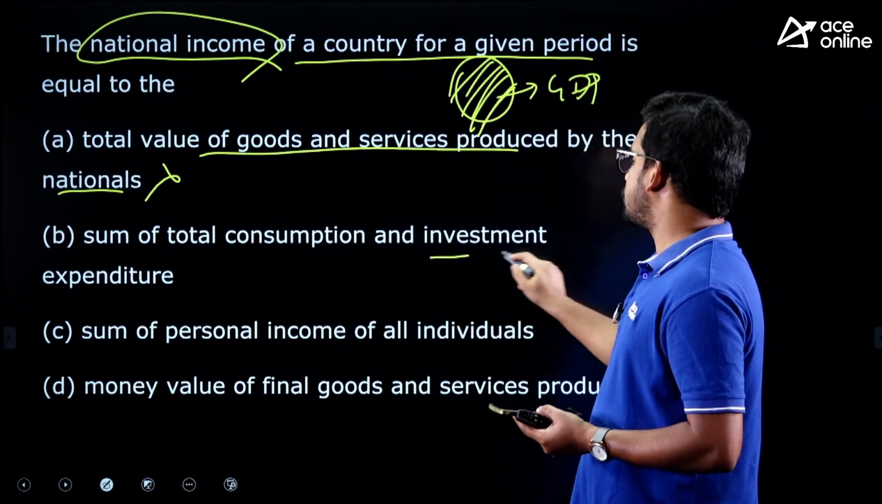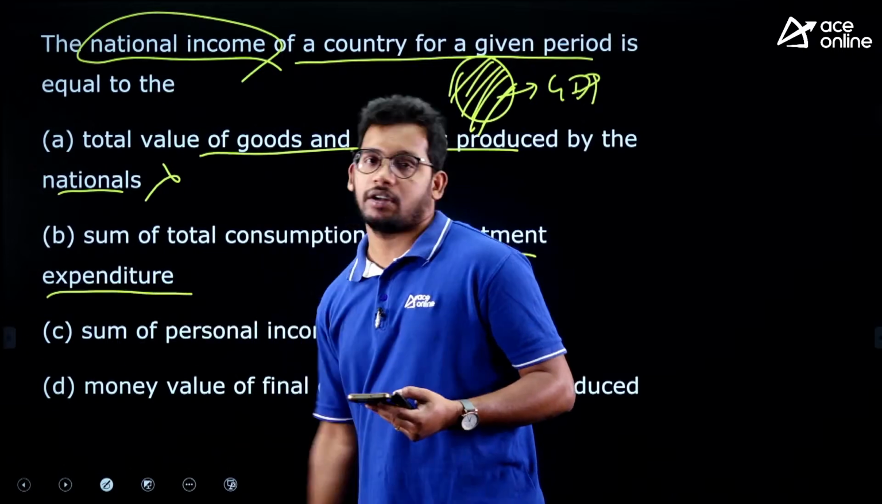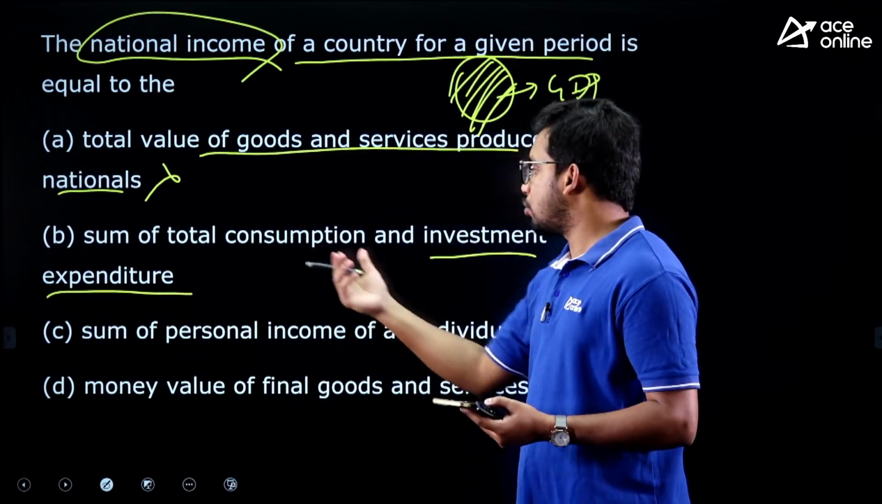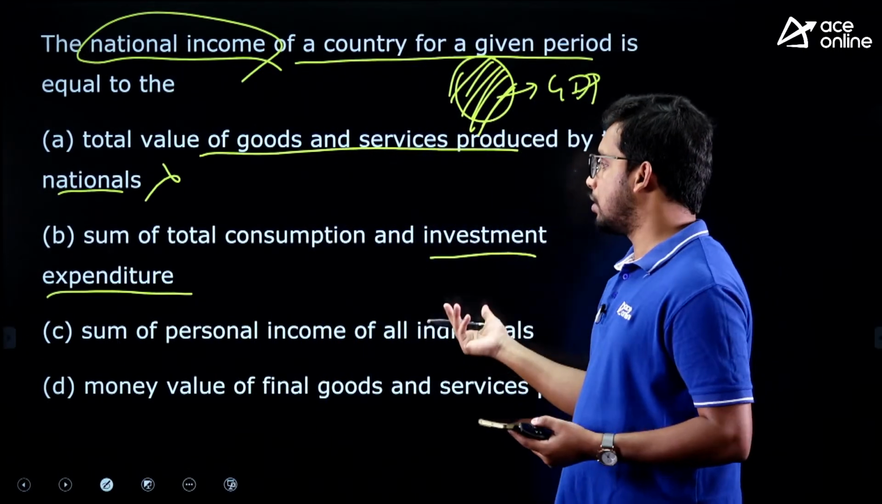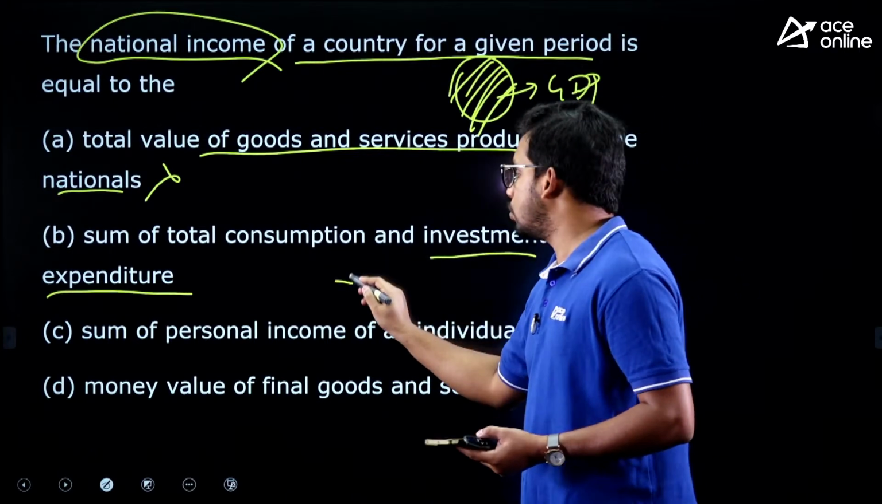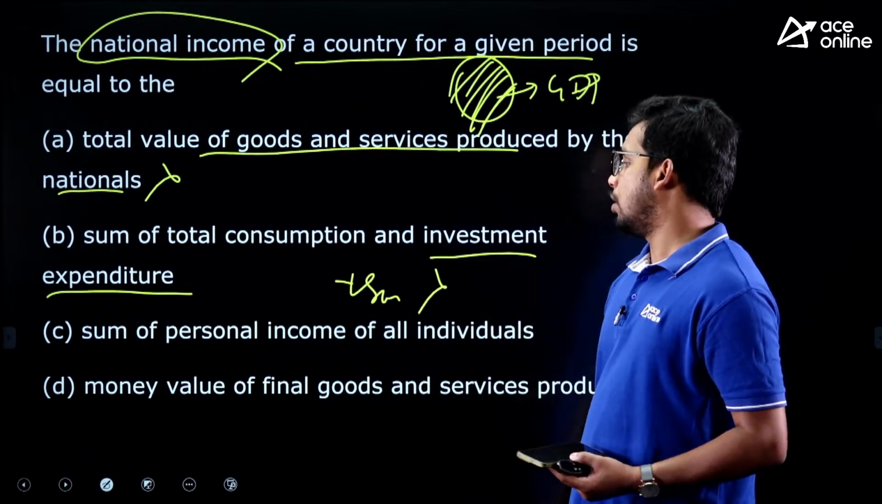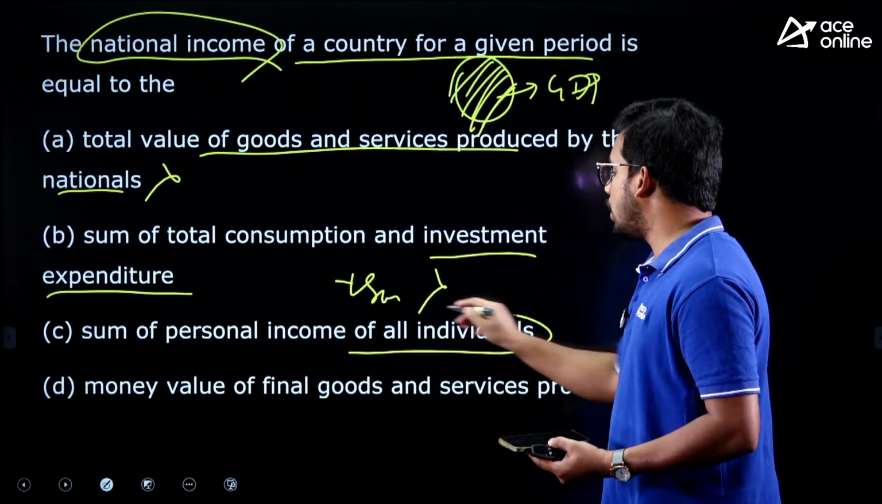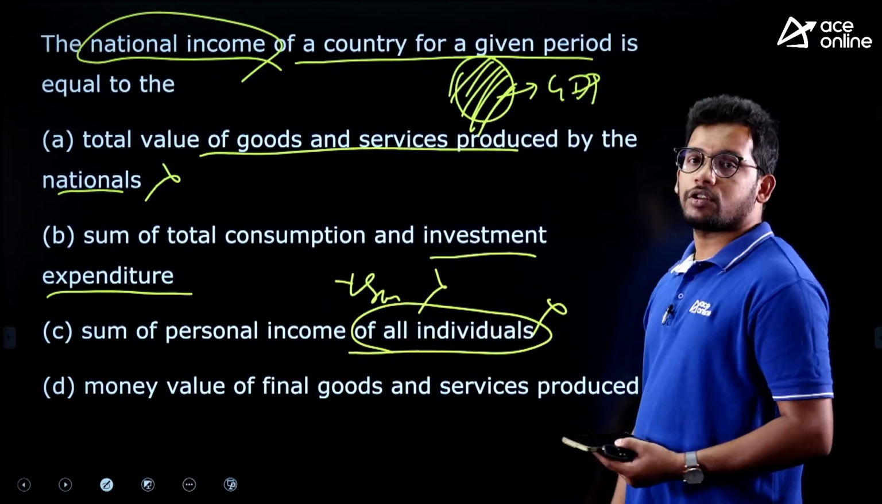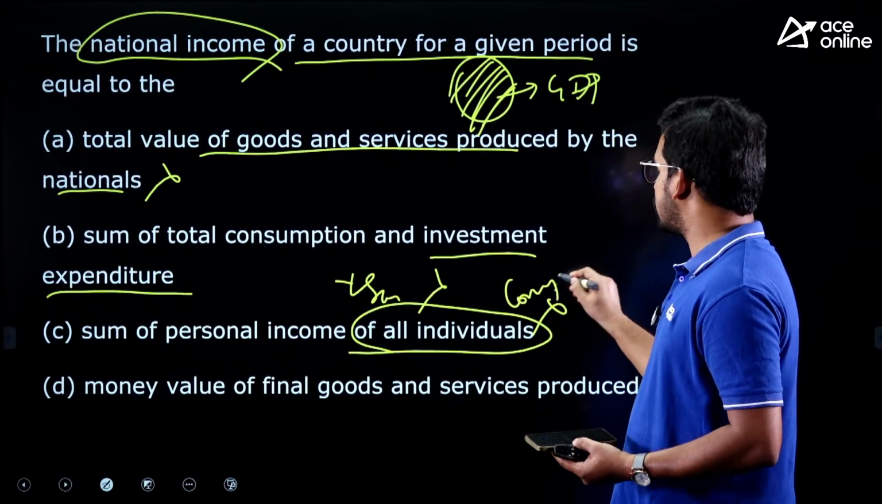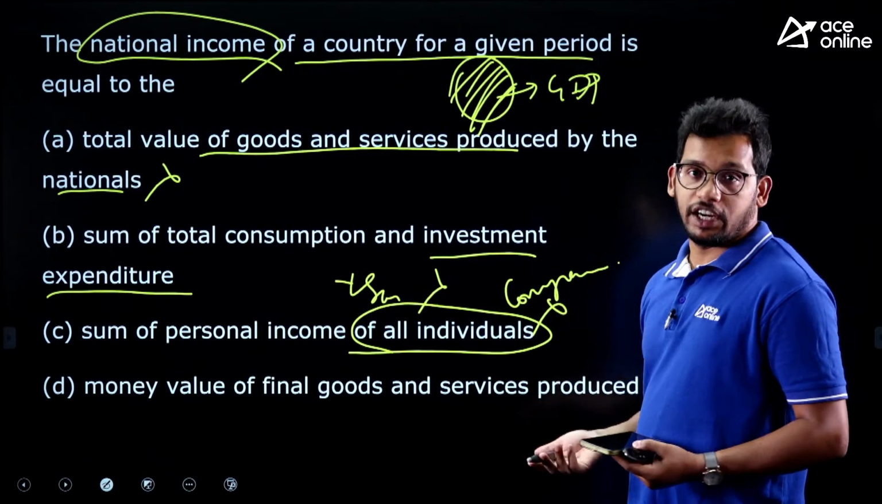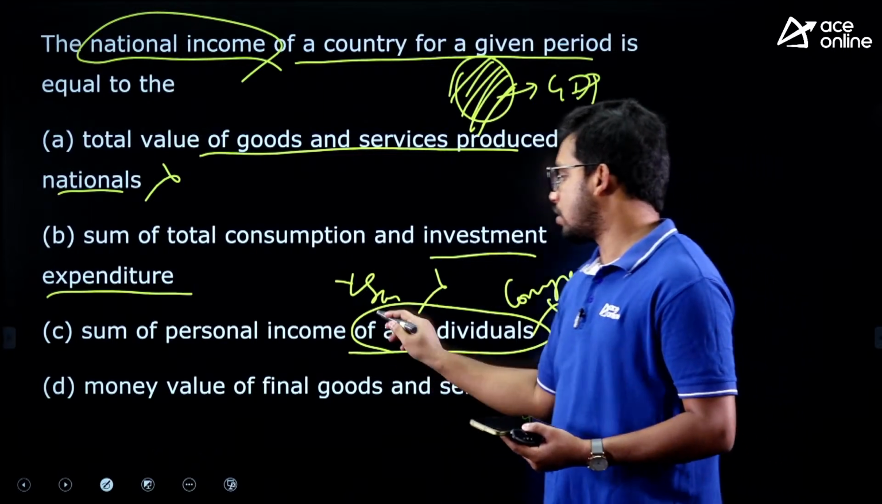Sum of total consumption and investment in expenditure. But what about the savings? We need to take all the value added. So this is also wrong. Sum of personal income of all individuals, they are saying. This is also wrong, because we have companies also, which are legal entities. So they are excluded. So this is also wrong.